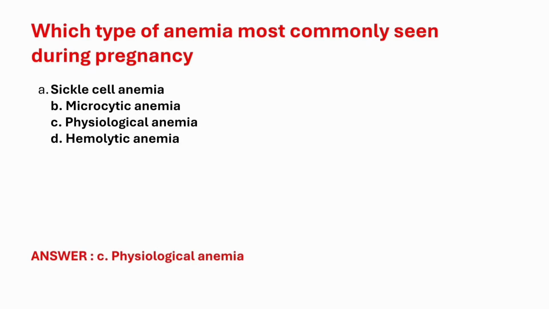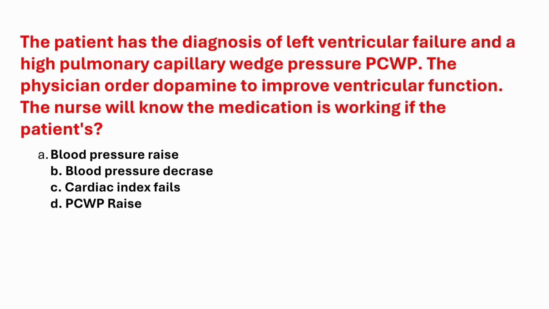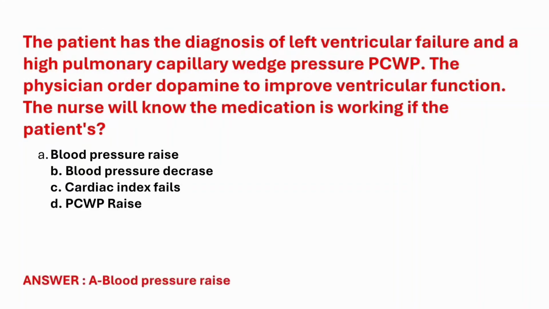Physiological anemia. The patient has the diagnosis of left ventricular failure and a high pulmonary capillary wedge pressure. The physician ordered dopamine to improve ventricular function. The nurse will know the medication is working if the patient has A. Blood pressure rise, B. Blood pressure decrease, C. Cardiac index fail, D. PCWP rise. The correct answer is A.